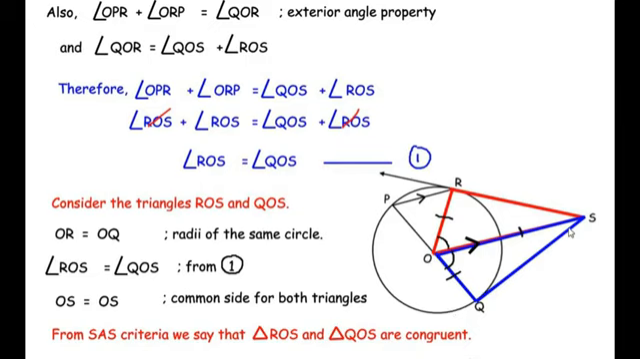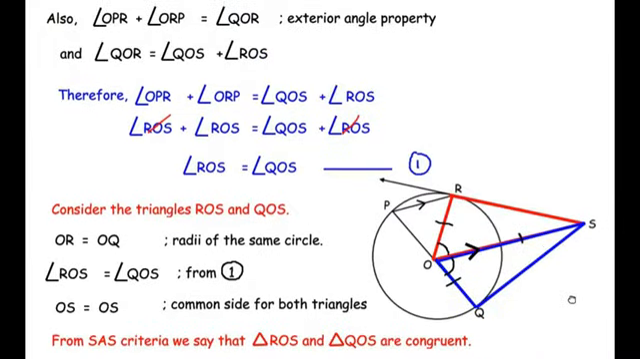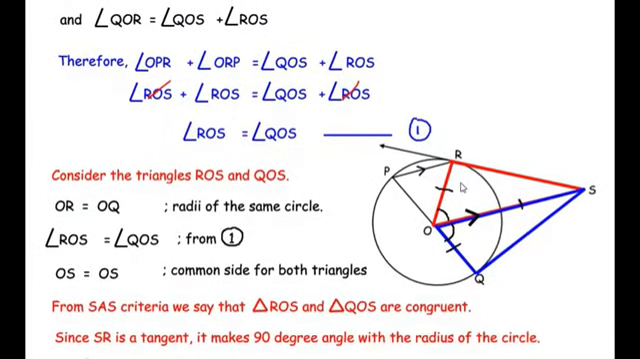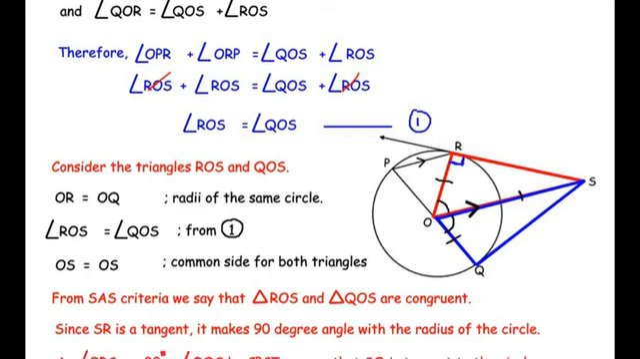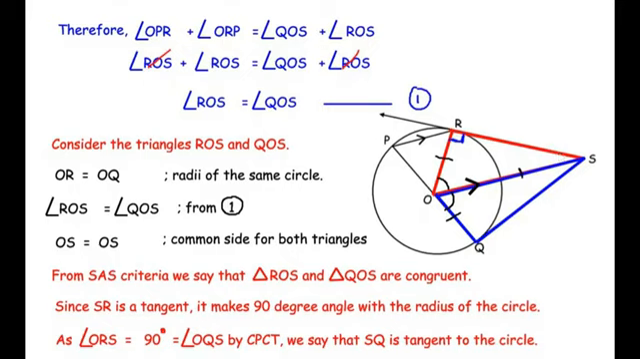triangle QOS. Now once we have proved this, all the remaining sides and angles become equal to each other, that is by the corresponding parts of congruent triangles concept. So here we further write that since SR is a tangent to the circle, it's already given in the question, it makes a 90-degree angle with the radius of the circle, that is by using the tangent theorem. And as angle ORS, just now we found out that this is 90 degrees, this will also be equal to angle OQS, that is by CPCT. OQS also becomes 90 degrees as it is written here.